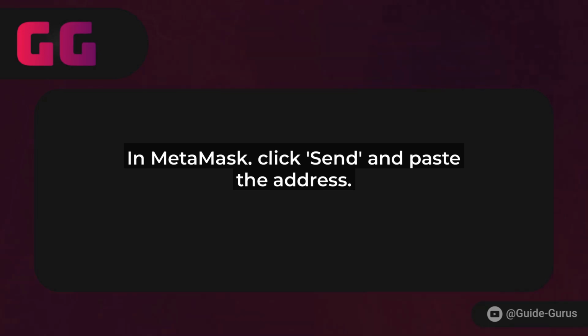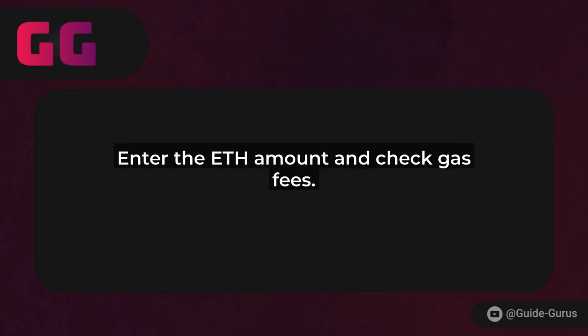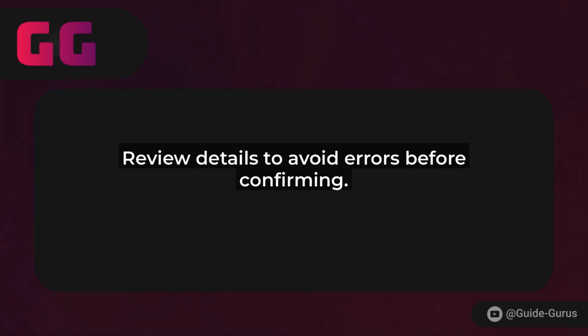Now, back in MetaMask, click on Send and paste the Binance deposit address into the recipient field. Enter the amount of ETH you want to transfer, but remember to leave a little extra for gas fees. Gas fees are like the toll for using the Ethereum network, so keep an eye on current rates to avoid overpaying.